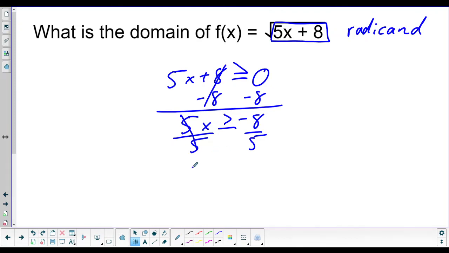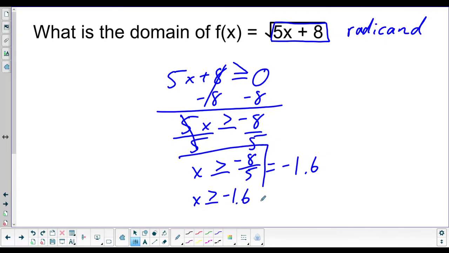These cancel. X is greater than or equal to negative 8 over 5, or as a decimal, negative 1.6. Okay, so our answer is either x is greater than or equal to negative 8 over 5, or x is greater than or equal to negative 1.6. This is your domain.